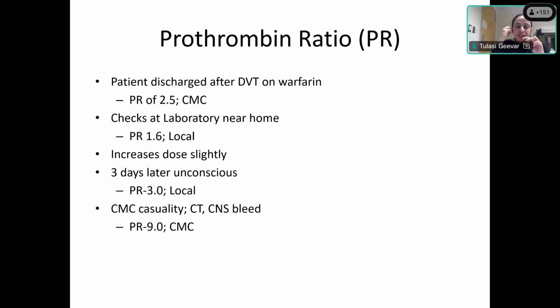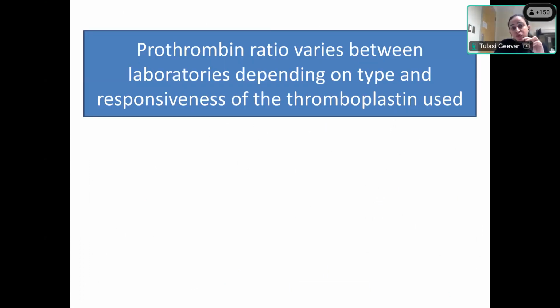And 3 days later, he was found to have a prothrombin ratio of 3, and he was unconscious, and he was found to have a CNS bleed. But at the same time when he was checked in CMC, they found that the prothrombin ratio was 9. So what is the reason for this discrepancy in the prothrombin ratio? The prothrombin ratio varies between laboratories depending upon the type and responsiveness of the thromboplastin in the PT reagent.